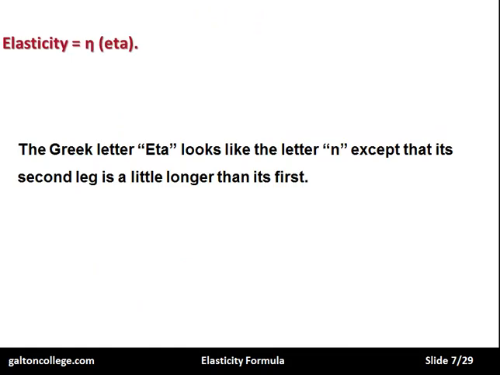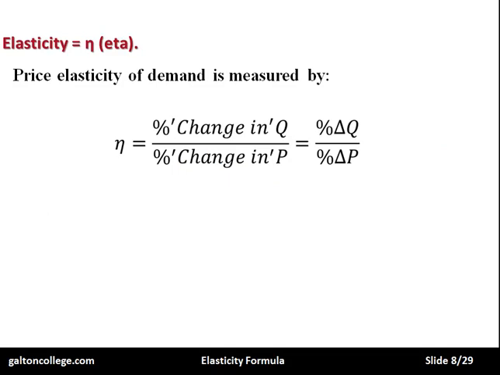We measure elasticity by eta. It looks like an N, as I said here, but the second part of the N, the leg on the second part, is longer than the first. It's the Greek letter eta, E for elasticity. So this is the symbol we use for elasticity. And we measure elasticity by this formula.